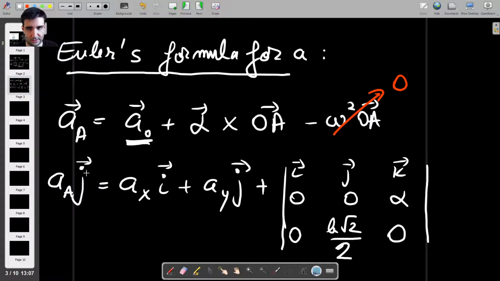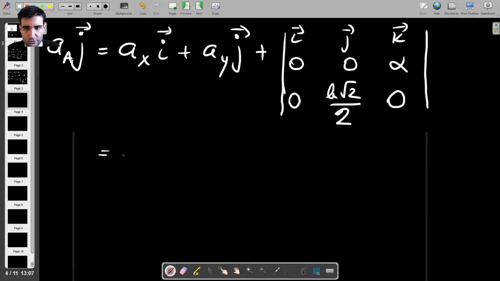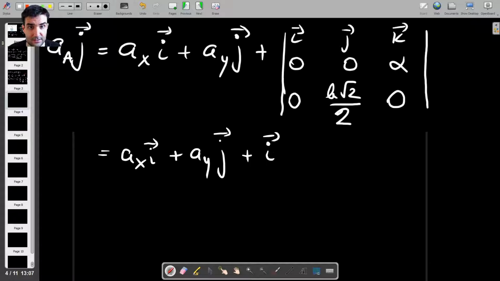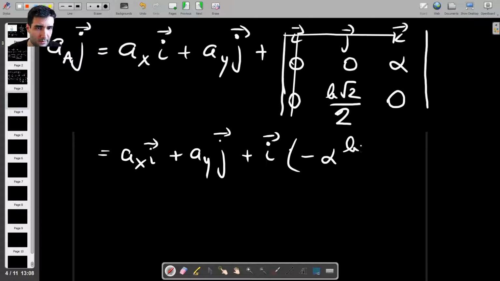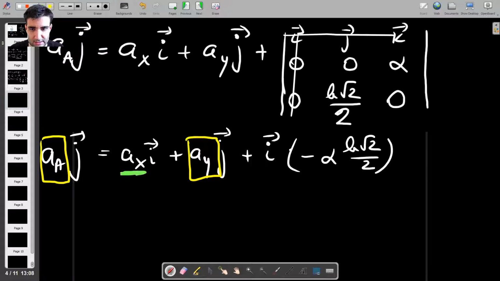Okay, so let's see what happens if we solve this determinant. So we have on the right hand side ax i plus ay j, and then the determinant is just going to have an i component that will be equal to minus alpha b root 2 over 2. Okay. So on the left-hand side, I only have a j component. So that means this is equal to this on one hand, and on the other hand, which is more important than that, is this and this are zero.